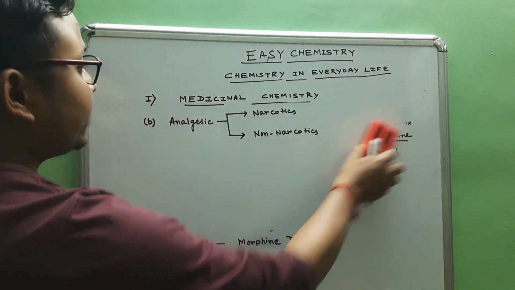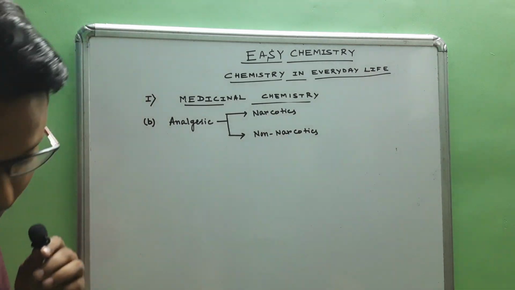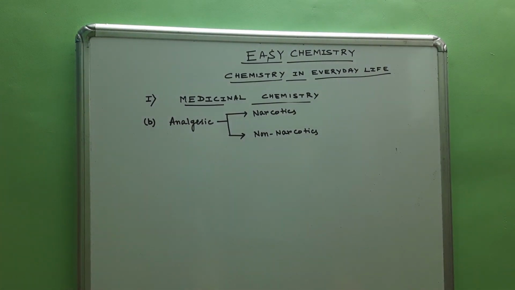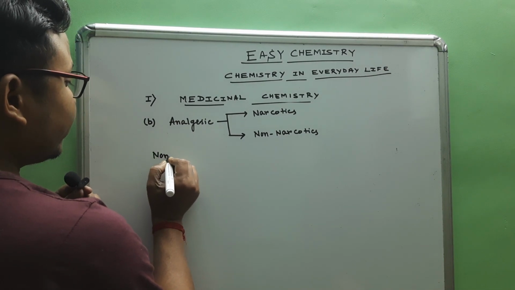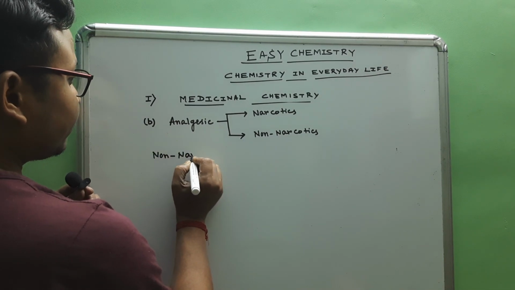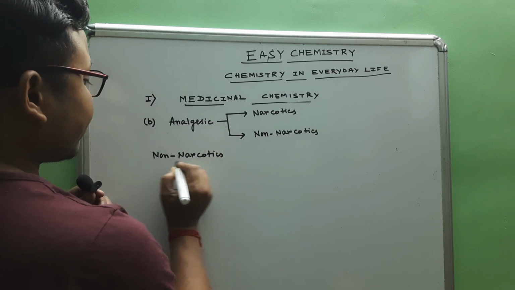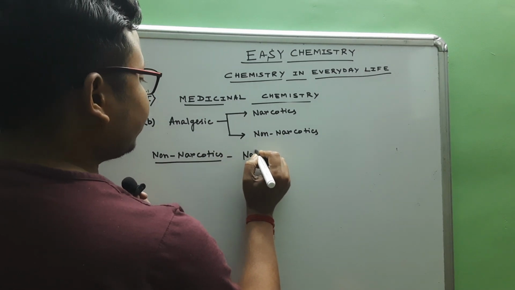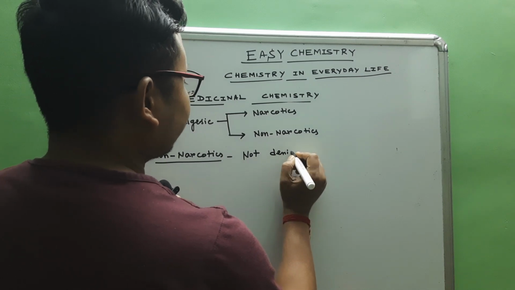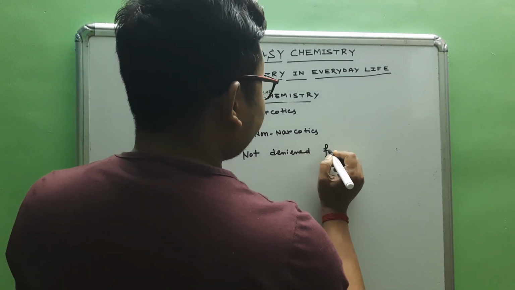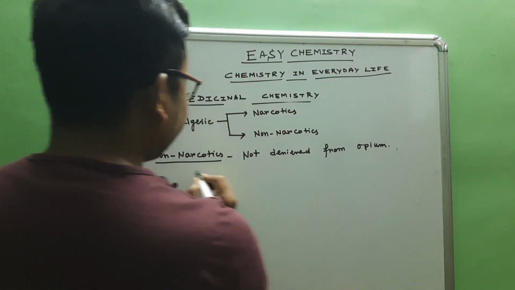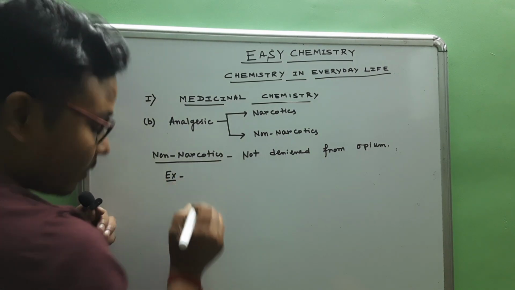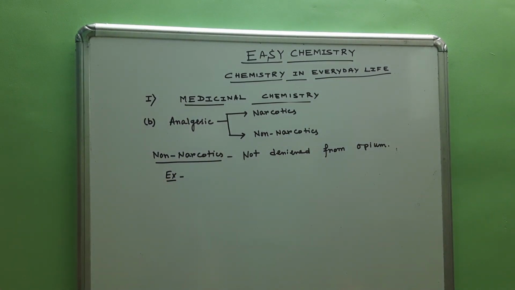Now we are going to discuss the non-narcotics. What are the non-narcotic compounds? All these narcotics and non-narcotics are analgesic. So non-narcotics are obviously not derived from opium. What are the examples of non-narcotics?